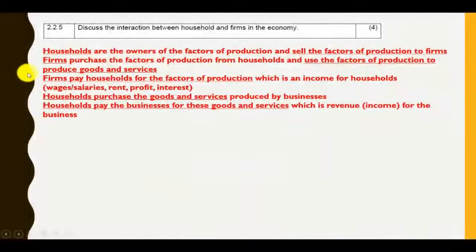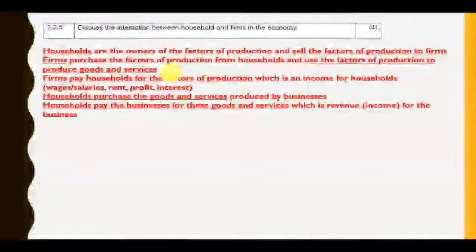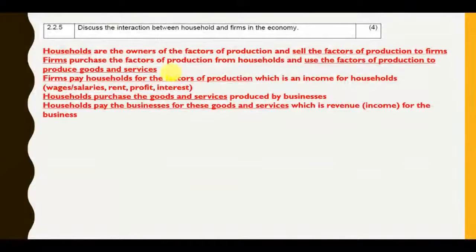What do firms do with these factors of production? Firms use the factors of production to produce goods and services. So that's your first connection between the household and the firm, the buying and selling of factors of production. But of course, no one is going to sell something without getting an income in return. So that's the second part of the answer, grade 12s. Firms pay households for the factors of production, which is an income for households.